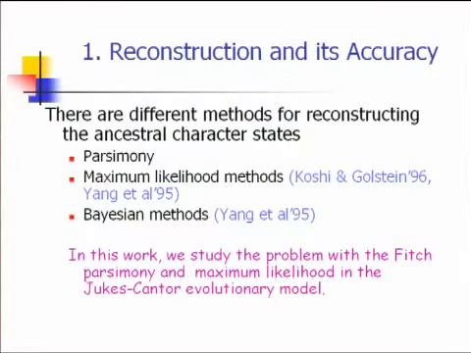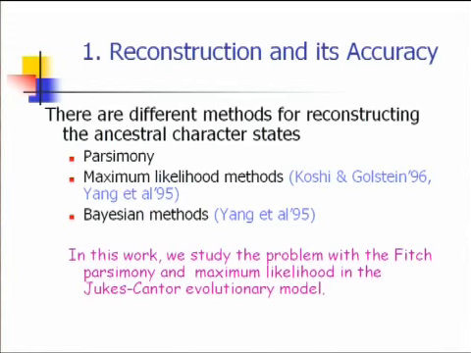There are different methods for reconstruction. Parsimony is probably the oldest one. It's very popular. Basically, it ignores any probability of changes along the branch. It's easy to use, and also very efficient. There are also some complicated methods like the maximum likelihood method, and also Bayesian methods. For this reconstruction, we assume the tree is given.